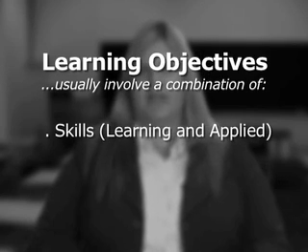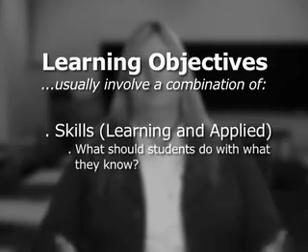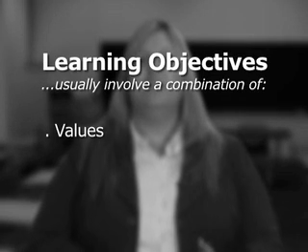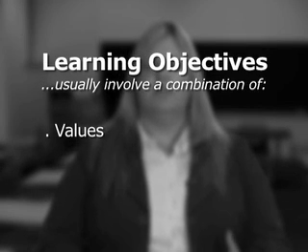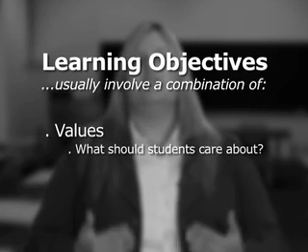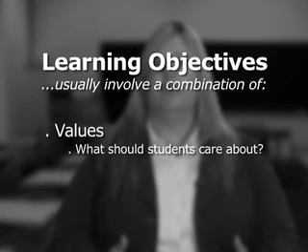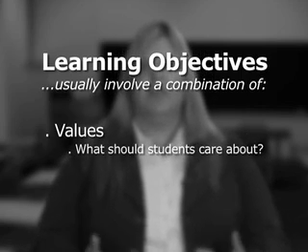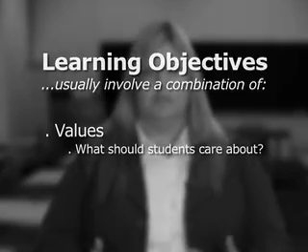Skills, both learning and applied, can also be a part of your course learning objectives and can be identified by asking, what should students do with what they know? For example, a political science course may weave in critical thinking or problem-solving skills as a central objective. Finally, values may seem too subjective to include as a learning objective. However, in asking what should students care about, students may walk away from a course on history having learned about values central to the discipline of history. For example, its importance or social contributions.